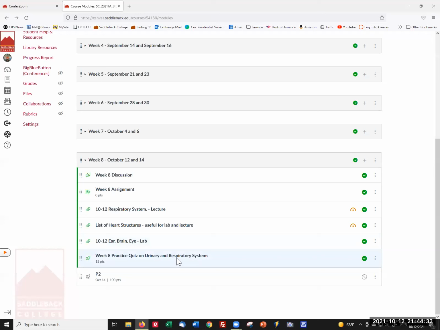The quiz at the bottom of the page here is to cover the urinary system and the respiratory system. This is a practice quiz. They never have points associated with them. No matter what Canvas may say, they're for improving your grade when you get to the lecture test. So watch for this.